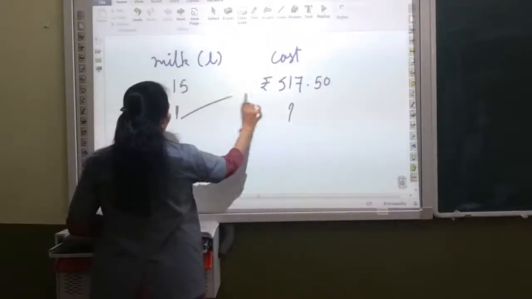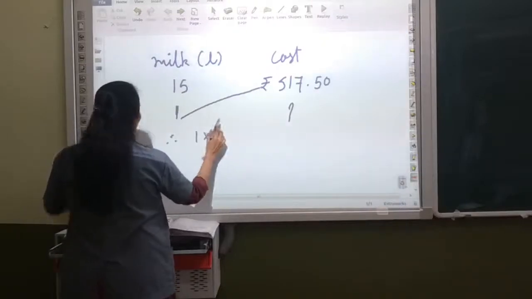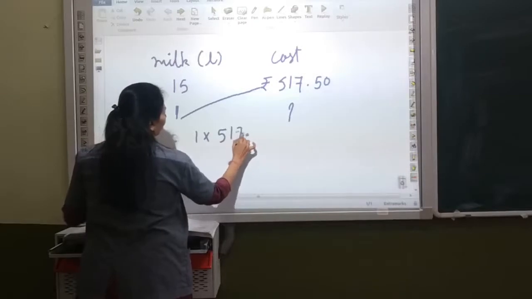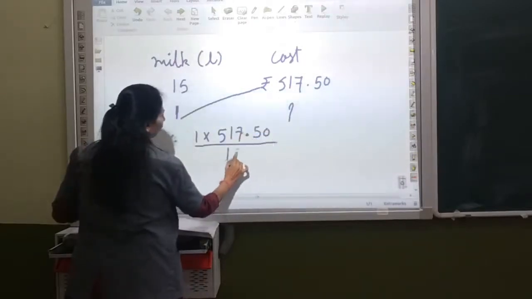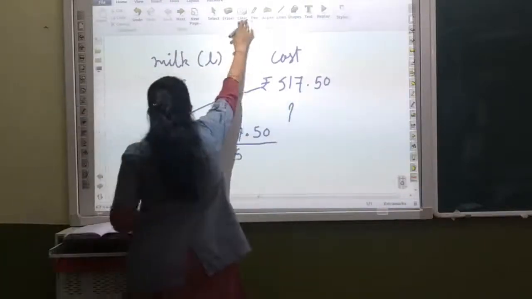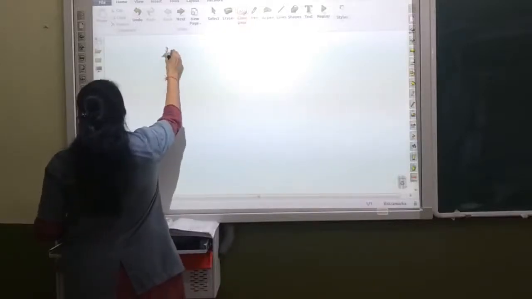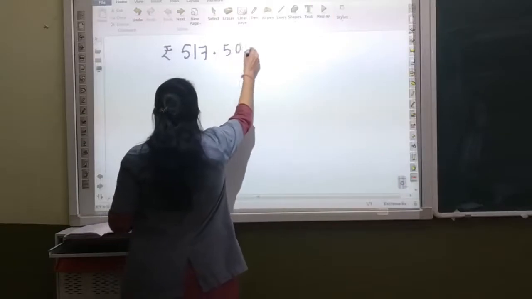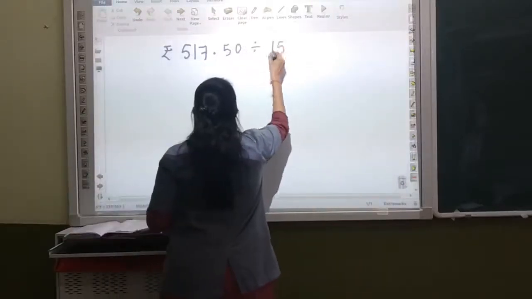So 1 liter, rupees 570 and 50 paise divided with the 15. Right. Now, so rupees 570 and 50 paise divided with the 15. Right.